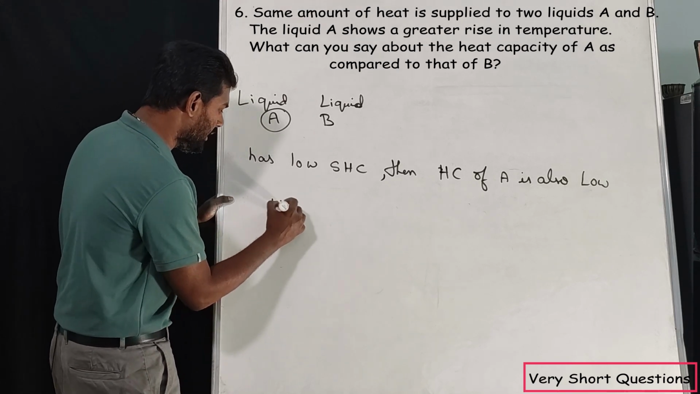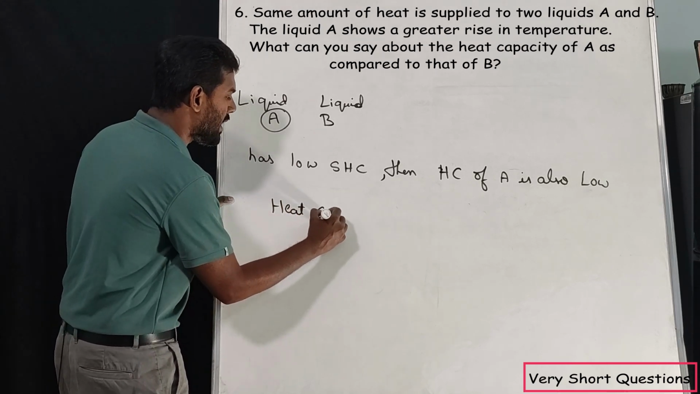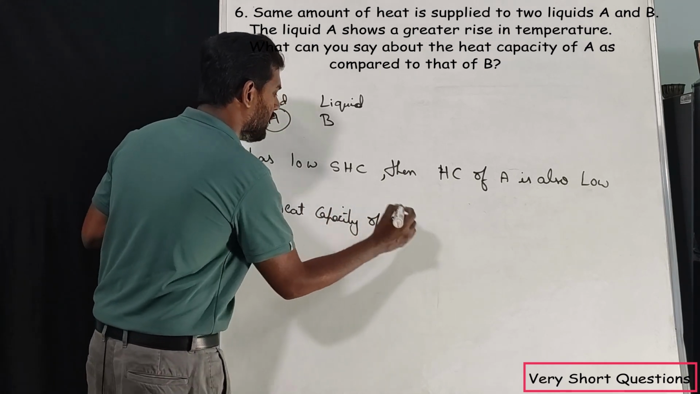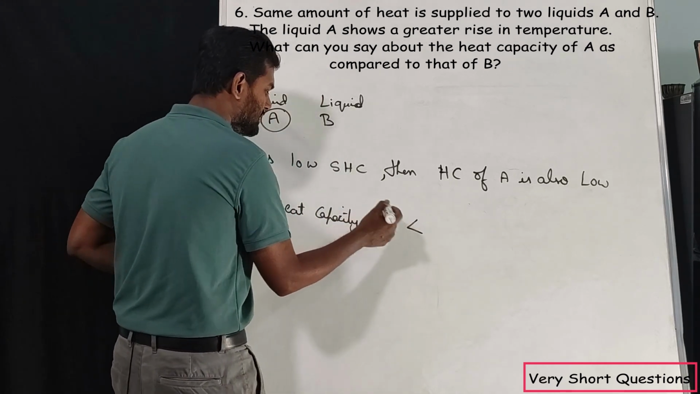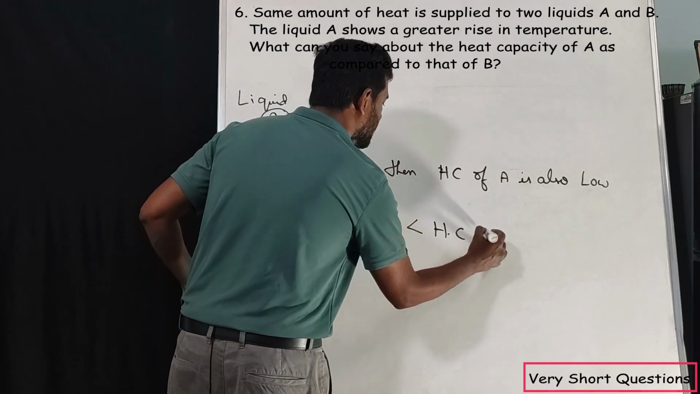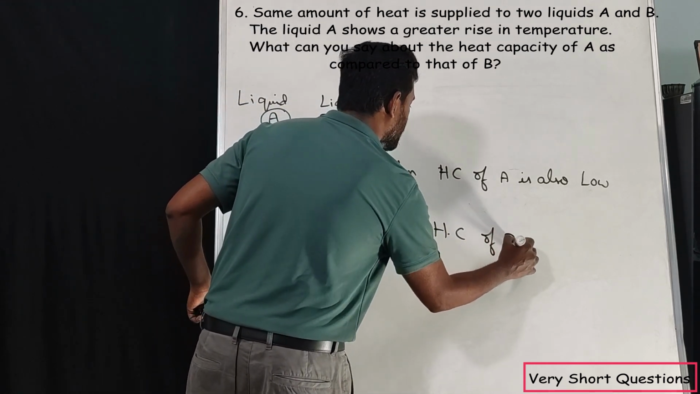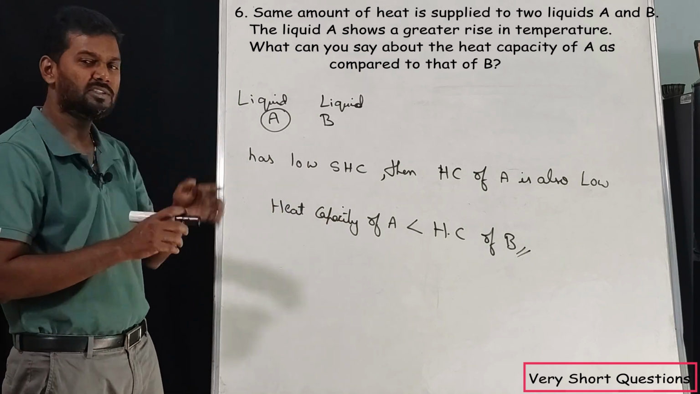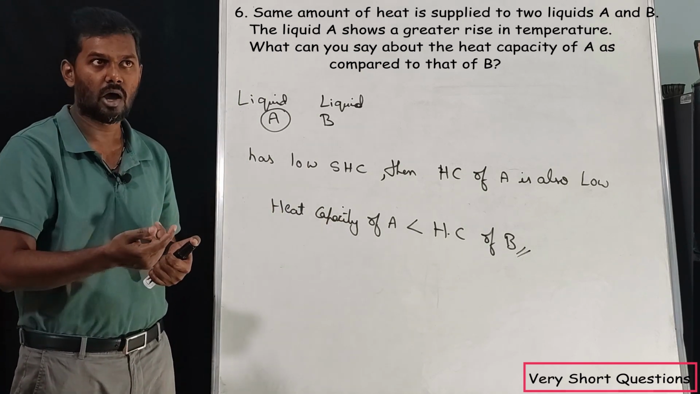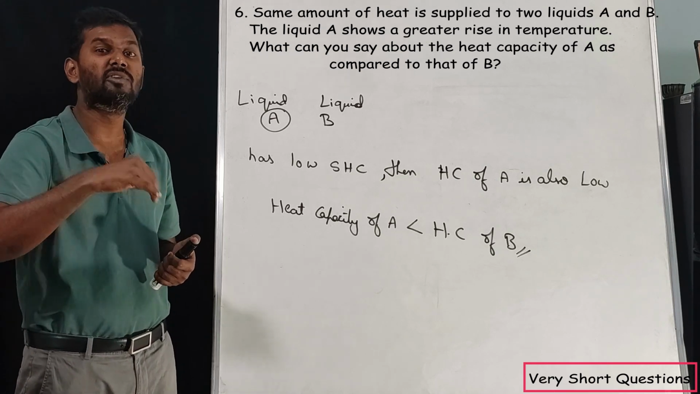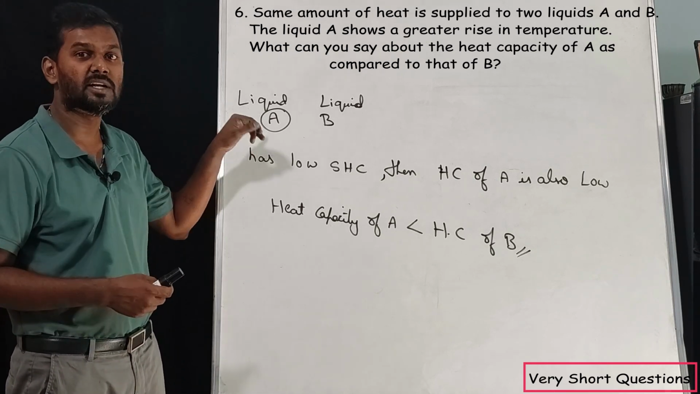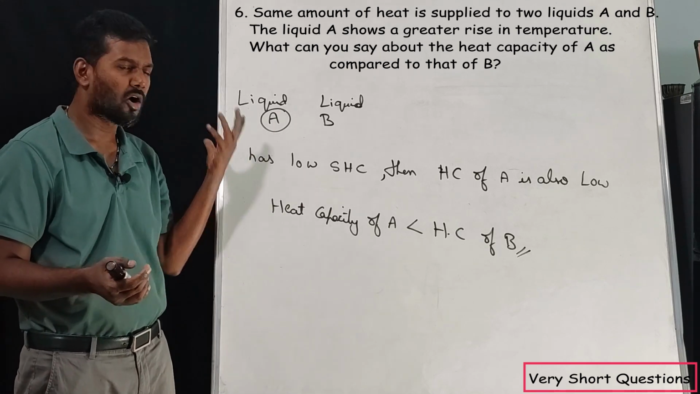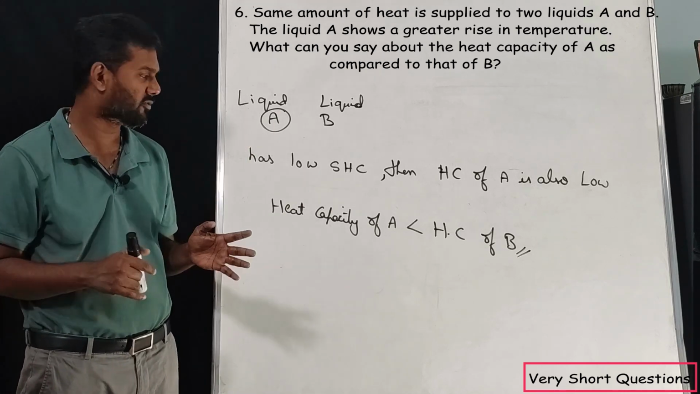So heat capacity of A is lesser than heat capacity of B. That's it. This is the final answer. This is the reason. See, which rises the temperature faster? That increase in temperature in which liquid is faster? A. That means it has low specific heat capacity. If you have seen the concept video, this concept would have been very easier for you.